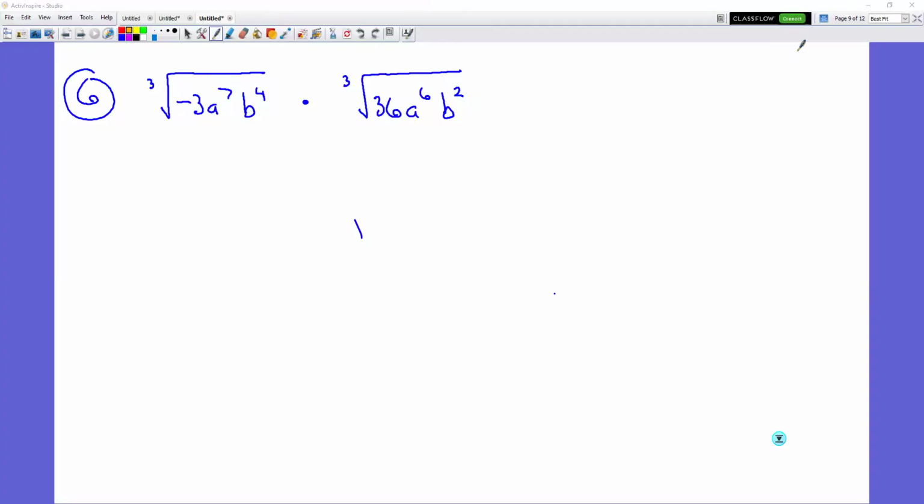All right, so here we are now with number 6. So our 6th problem of the video, not necessarily number 6 on the packet or whatever, but just number 6 in our video here. You see here that we have a cube root for both parts. So therefore, we know that the index is going to be 3. And we also see that we have variables to deal with. So we'll deal with that as well. So obviously, since the index for each part is the same, we are going to multiply the insides together.